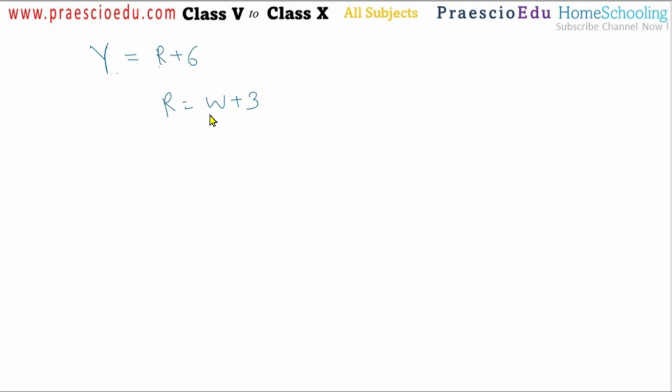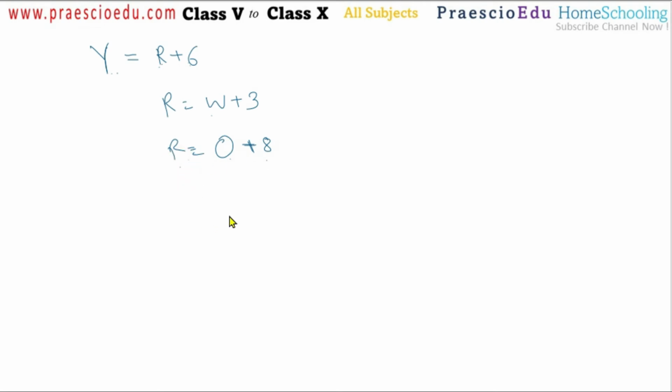Now the number of red flowers is more than the number of orange flowers by 8. So red flowers equals orange flowers, O plus 8. More than the orange by 8 means we can say orange plus 8, and then we get the red flowers.